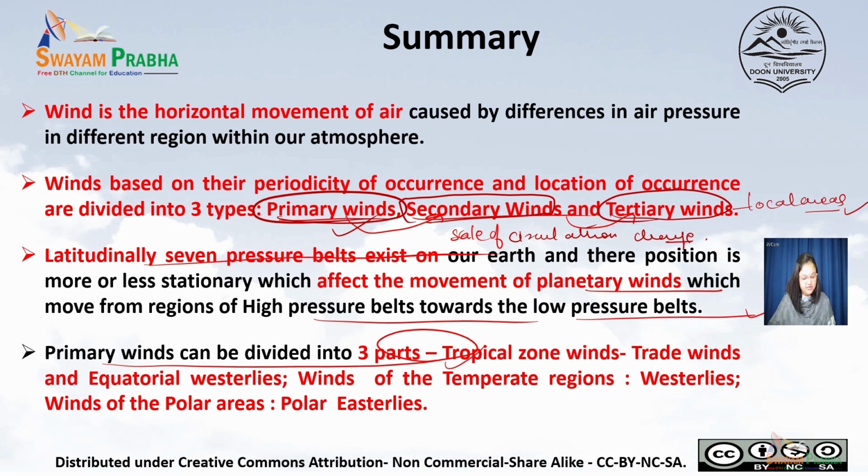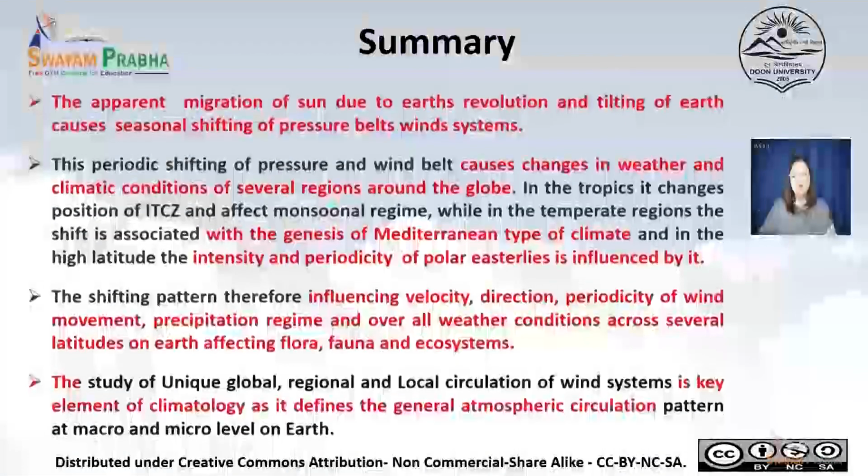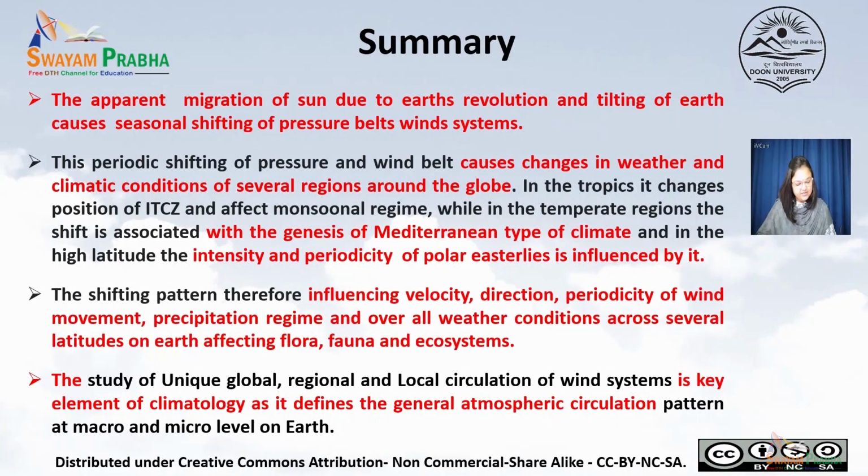That is, there are certain winds which blow over the tropics, just like trade winds, and you have equatorial westerlies which blow in the tropical zone. Then you have the winds of the temperate regions, which include the westerly winds, and finally we have winds of the polar areas, which are called polar easterlies. So besides the existence of these winds, the apparent migration of the sun due to Earth's revolution and tilting of Earth causes seasonal shift of pressure belts and wind systems also.